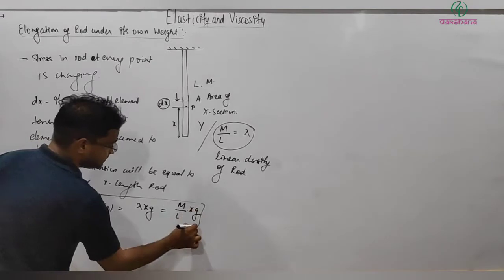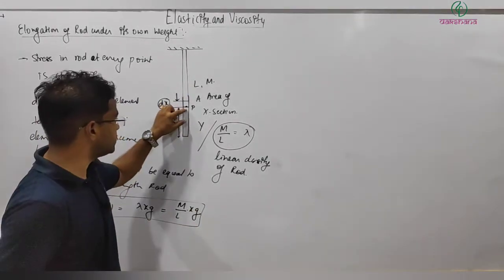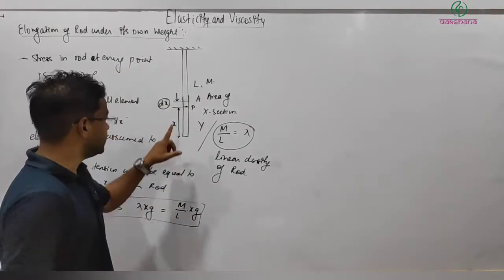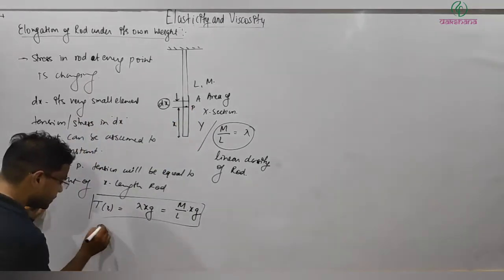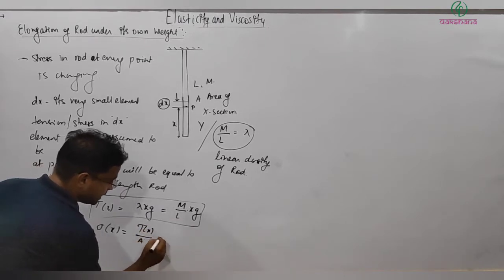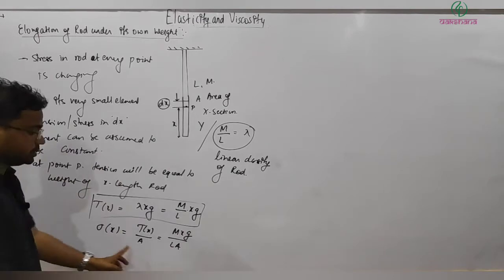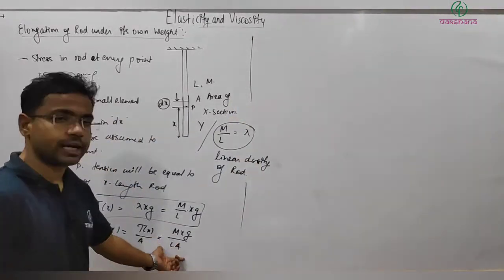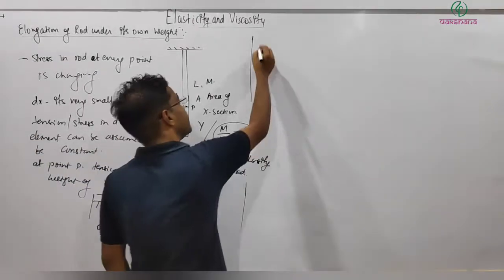So we got tension, and because this small element is very small, I can take the tension as almost constant in this element. So tension divided by its area of cross section gives stress. So stress sigma x is equal to tension divided by area of cross section, that comes out to be m x g divided by L into A. So this is stress. Now because of this stress, this dx length will expand by some amount.